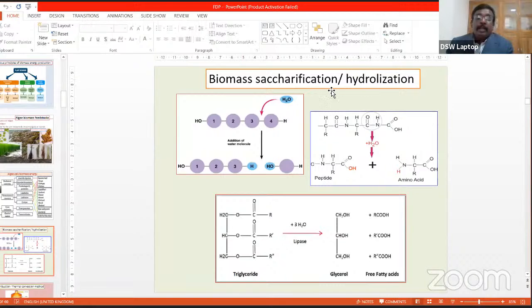So the biomass can be converted into ethanol. First, it should be converted into simple sugars. Polysaccharides are converted into simple sugars by the process called saccharification or hydrolyzation. So the polysaccharides are converted into smaller monosugars, glycerides are converted into simple fatty acids, and protein peptides are converted into simple amino acids. These can all be converted into various energy forms.